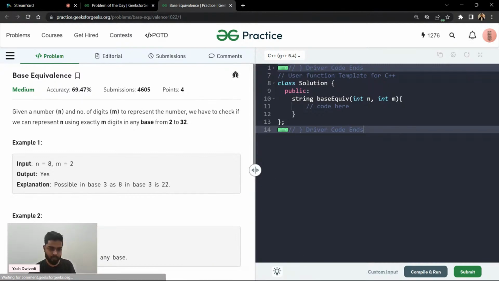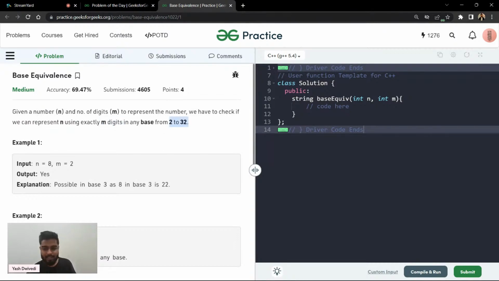All right, now let's get started with the problem. The problem says base equivalence. You'll be given a number n and a number of digits m. You have to represent n using m digits, so you have to check if we can represent n using exactly m digits in any base.